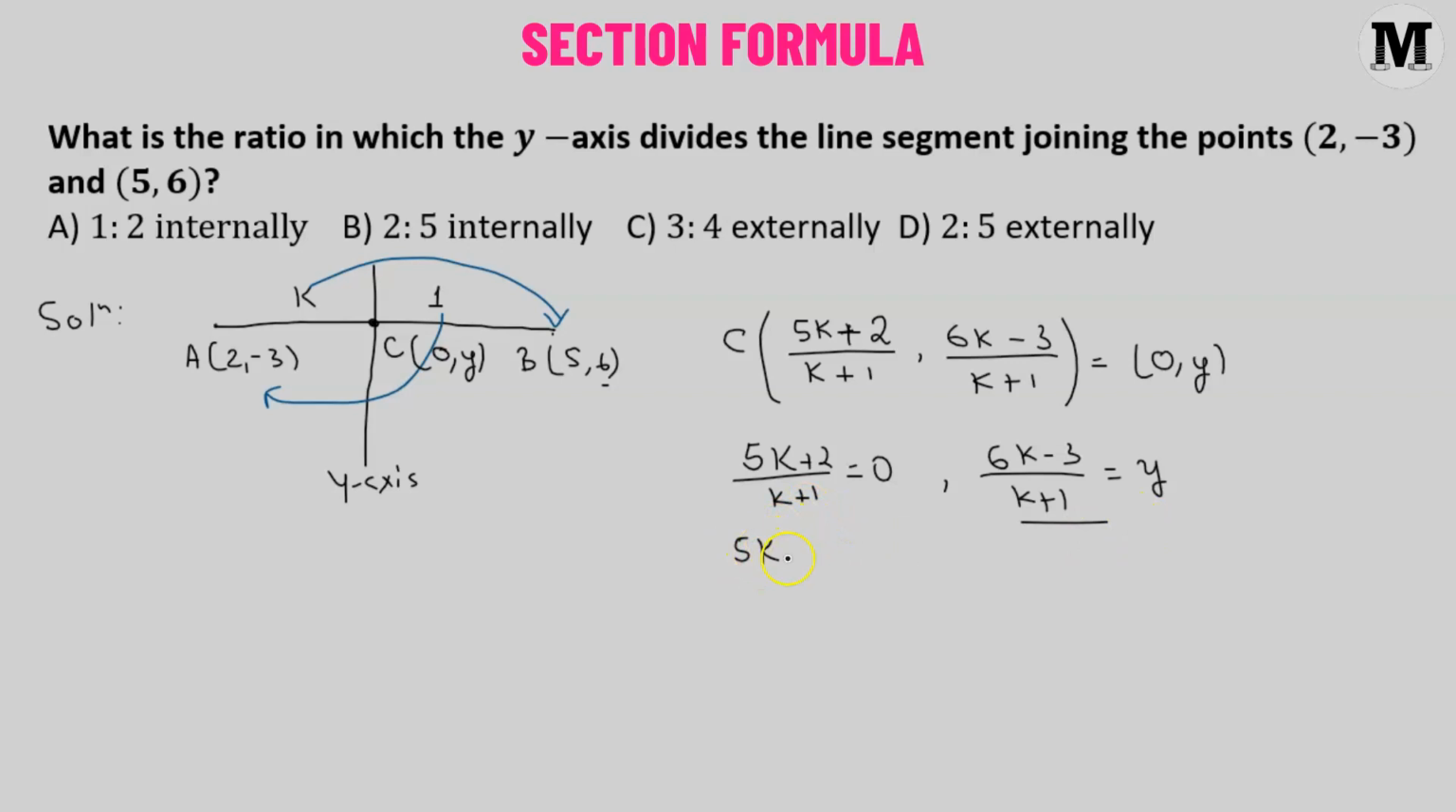So we have 5k plus 2 equals 0. Solving for k, we get -2/5. The negative sign tells us that it's actually an external division, not an internal division. So the y-axis is dividing the line segment AB, not internally, but externally in the ratio 2:5. That means we have option D, 2:5 externally.